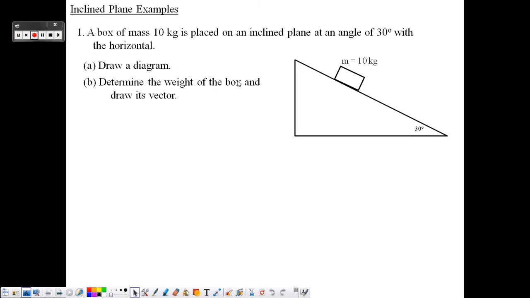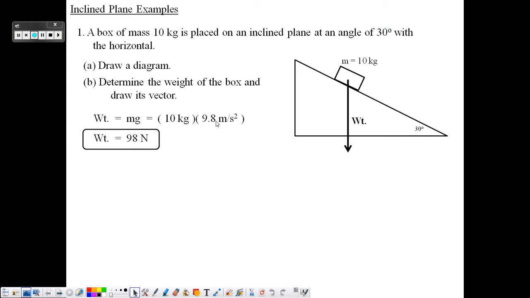Okay. Part B, determine the weight of the box and draw its vector. The vector will be drawn straight down, okay, and the magnitude of this vector can be found by m times g, which will be 10 times 9.8 or 98 newtons.